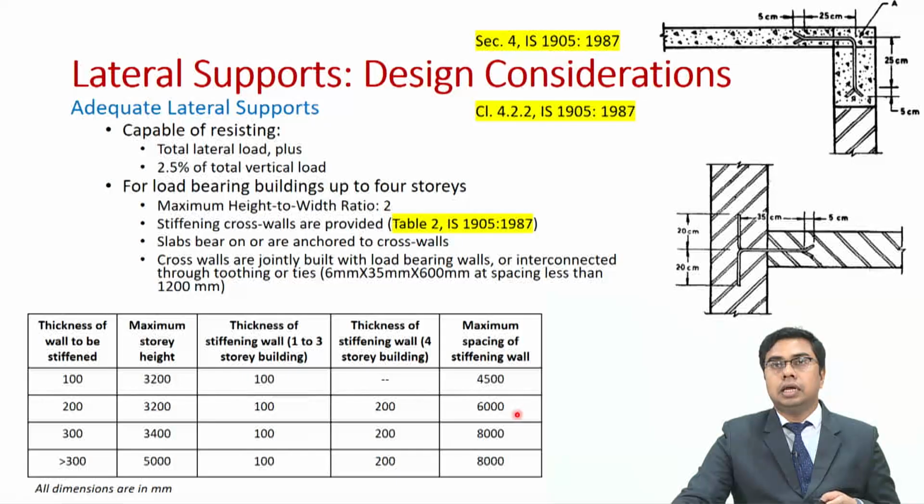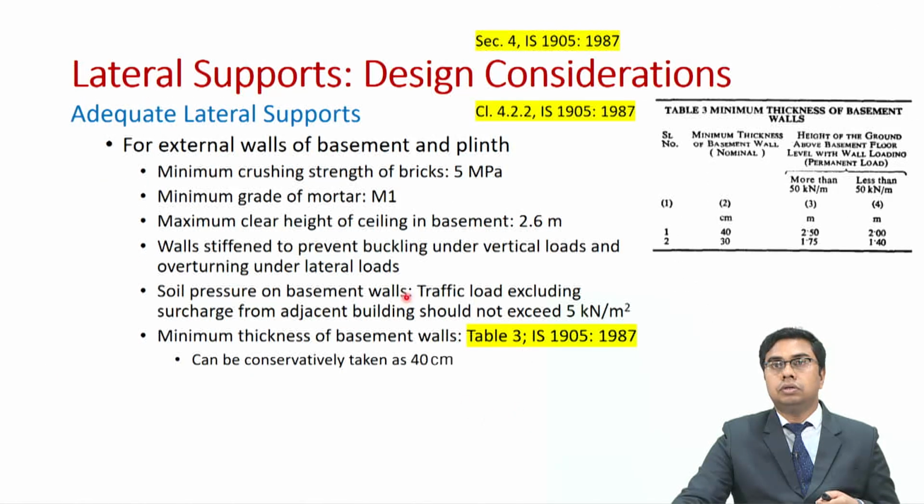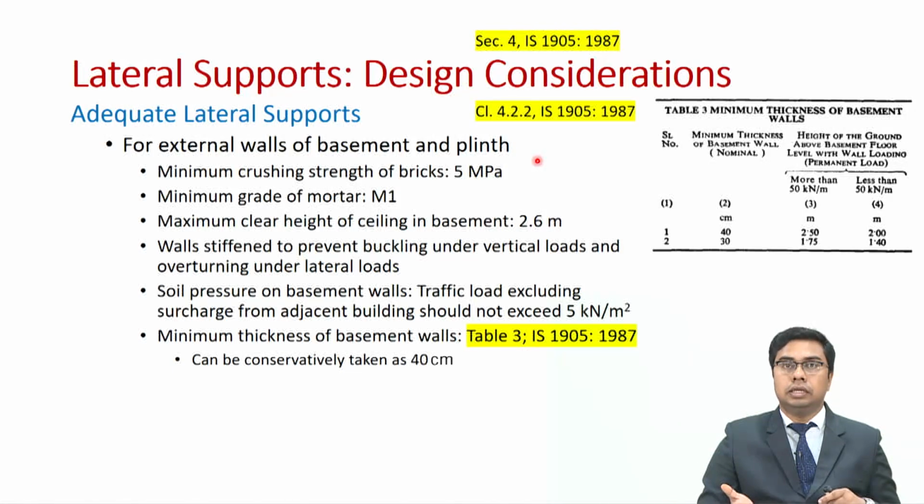Okay. Apart from these adequate lateral supports, we should also understand that for external walls of basement and plinth, we should have the minimum crushing strength of brick as 5 megapascal. This is only true for external walls in basement and plinth level. Why is it important to consider these? Because often the walls in basement and plinth level are exposed to severe environmental degradation. Why? Because there is always humidity coming from the soil. So, in that case you have the minimum crushing strength of brick to be used as 5 megapascal. The mortar has to be M1 or richer.